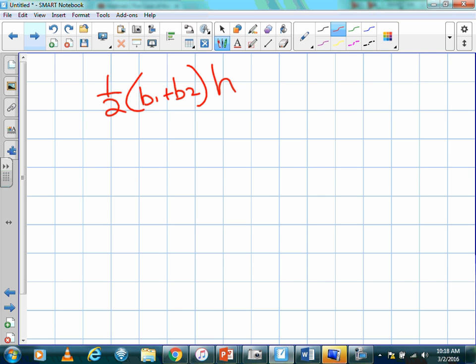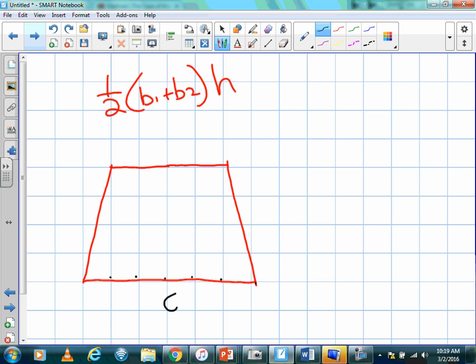So, okay, I'm going to do one with you really quick. I'm going to go on the bottom, I'm going to go 6. 2, 4, 6. I'm going to make one going up like this. 2 here and 2 here. Then I'm going to come down. I'm going to put my numbers. 1, 2, 3, 4, 5, 6. 1, 2, 3, 4. That's base 1 and base 2. And now how high is this thing? 4. Very good.